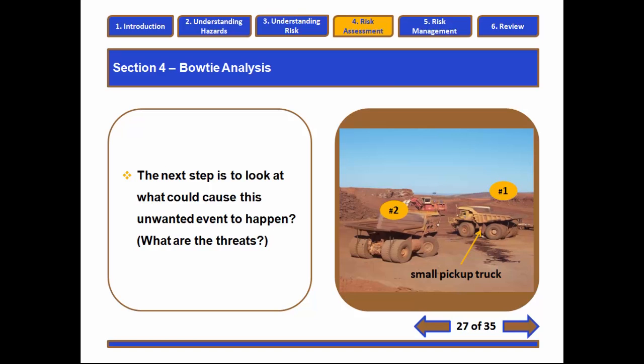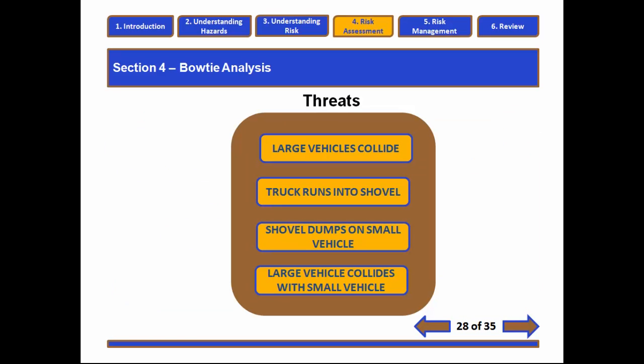And we're back. Okay. So, here's a list of some of the possible threats on the worksite with large vehicles. The large vehicles could collide with each other. We could have the large vehicles damage the shovel. The shovel could damage the small vehicles. The large vehicles could damage the small vehicles. These are all different combinations that would lead to threats.